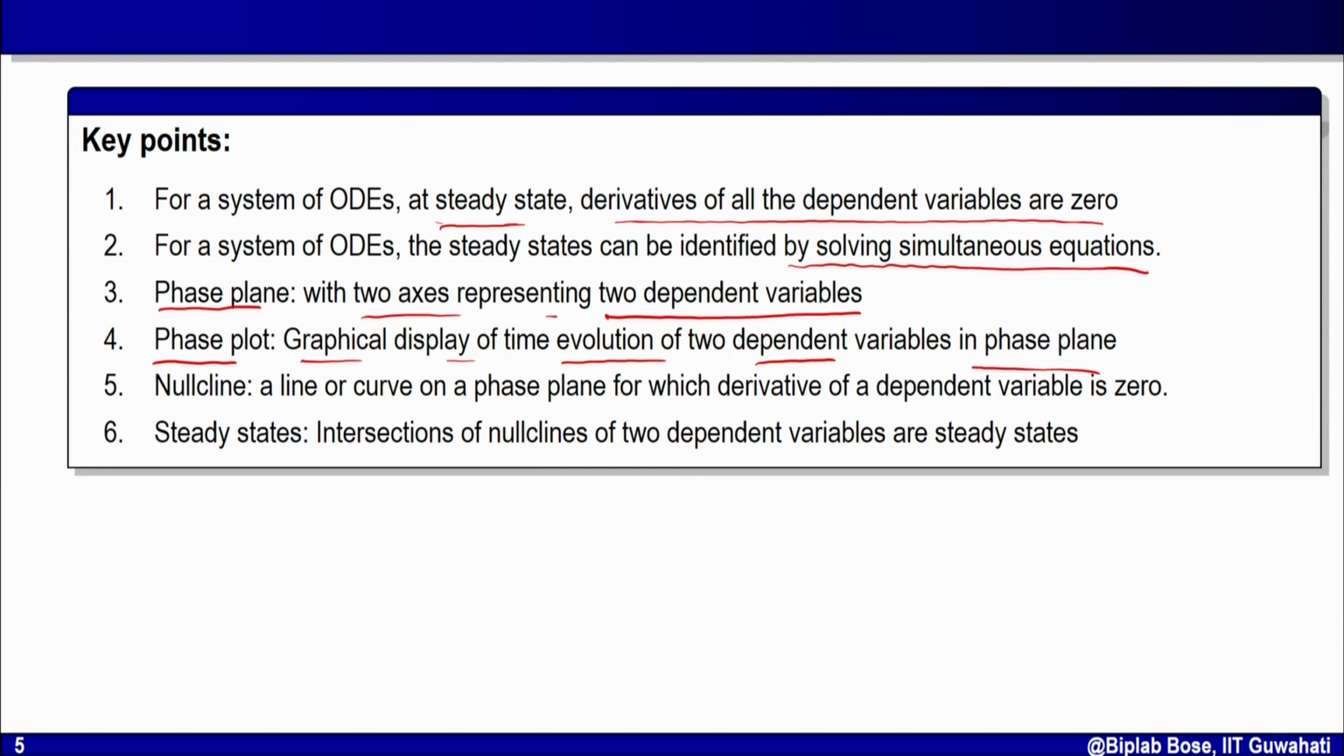Now in a phase plane, if you draw all the lines or curves for which the derivative of a dependent variable is 0, those lines or curves will be called null lines. And as I have discussed, intersections of null lines of 2 dependent variables are the steady states of the system.